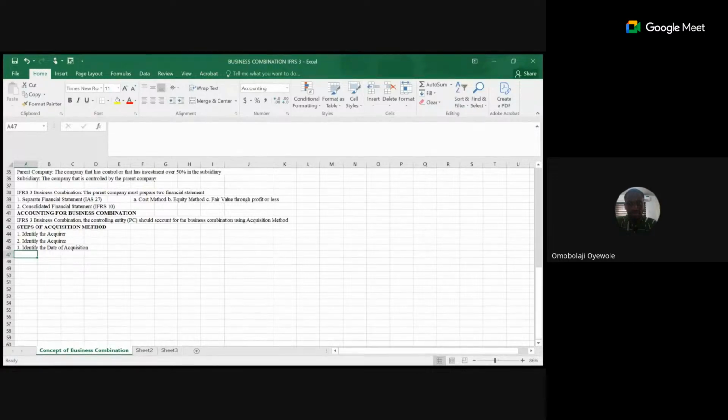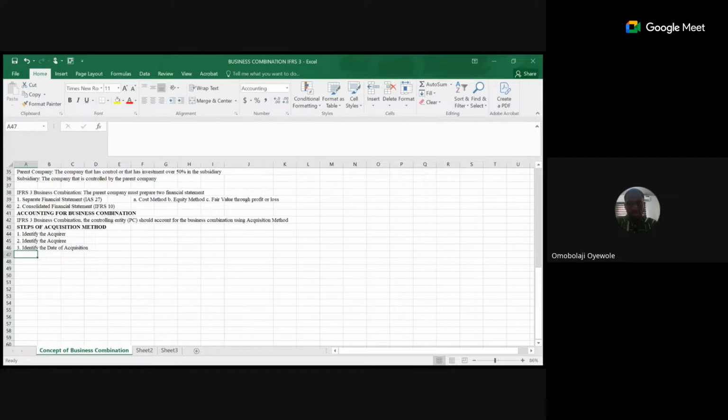The date of acquisition is the date at which the parent company acquires controlling interest. Take note, not invested; I can invest and not have control. What we are looking at here is the concept of control. So the date of acquisition is the date that the parent company acquires a controlling interest in the subsidiary.